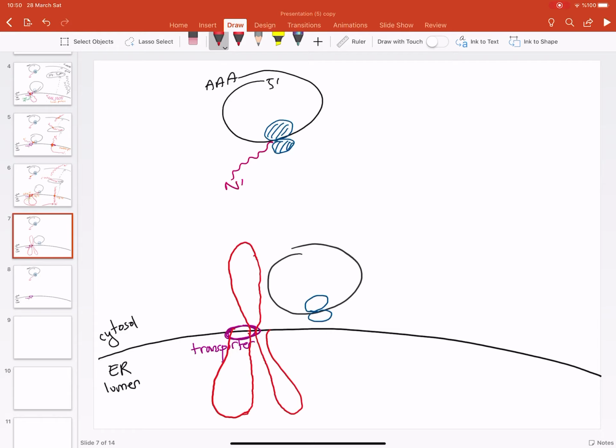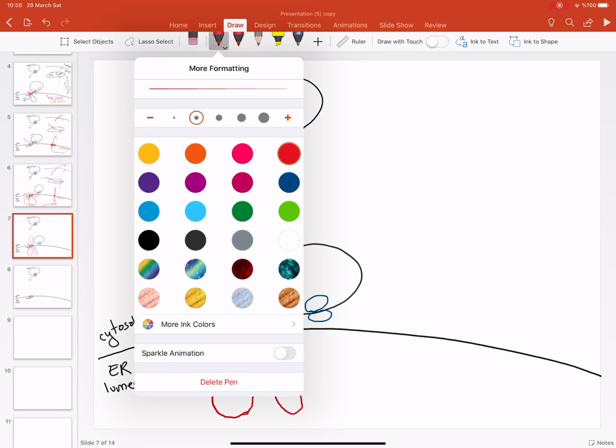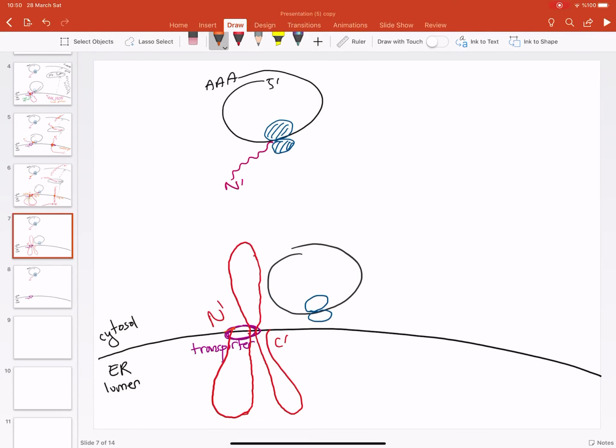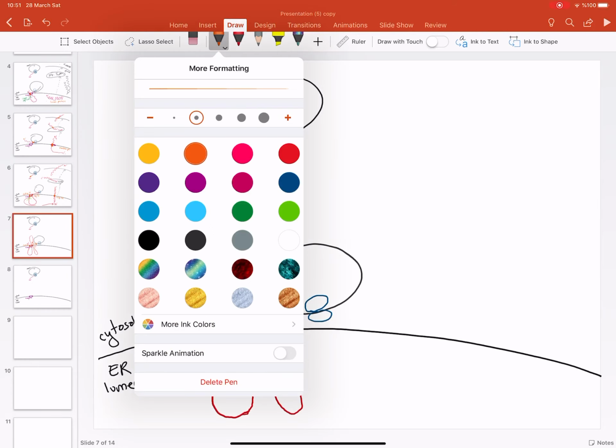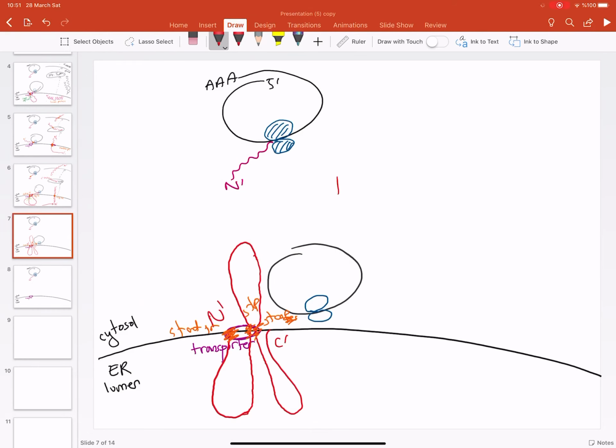And then it will be free. So here it's the N-terminus, C-terminus. And here we have several signals. This is the start transfer. This is the stop transfer. Again, there is another start transfer. Okay. The primary structure of this protein would look like this.